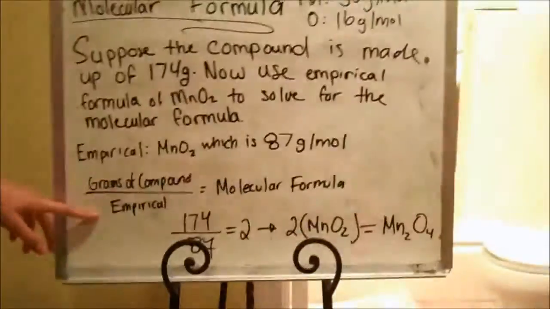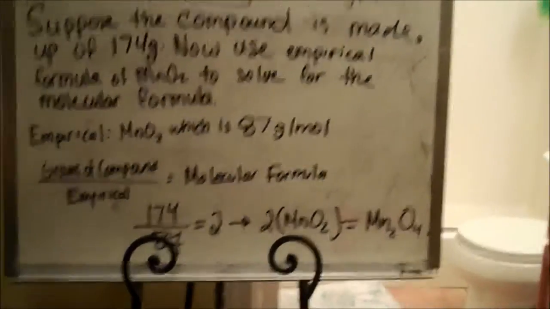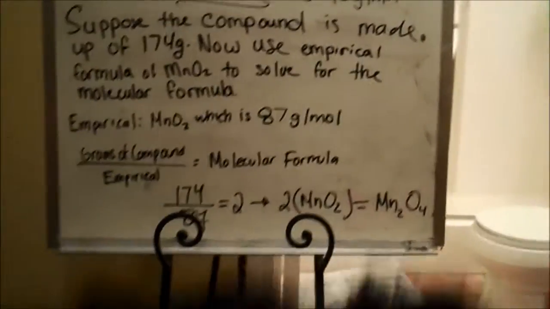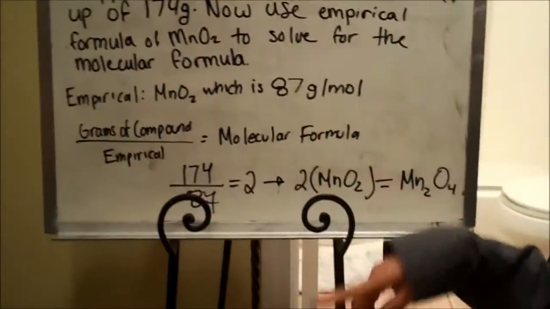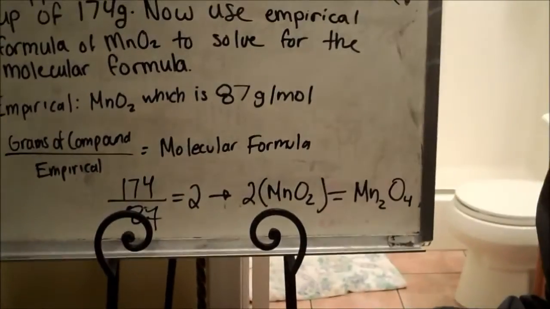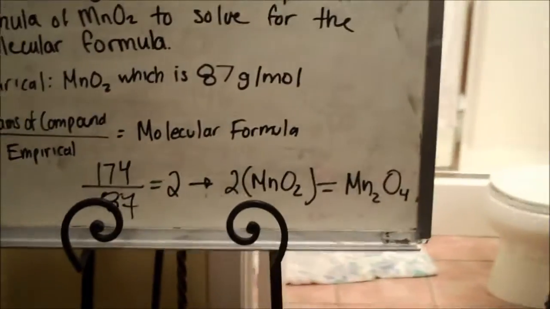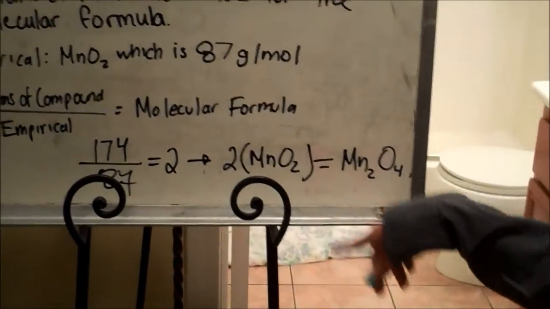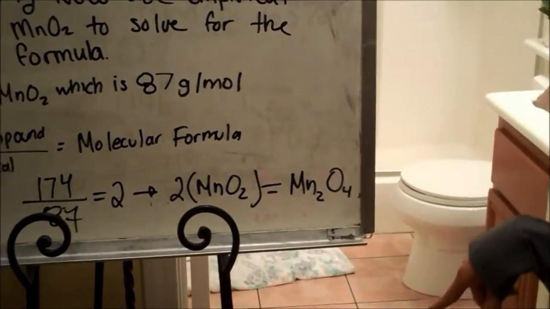Okay, I forgot how to do this part. Really? How do you do this part again? Well, you just plug in the grams of the compound over the empirical grams, and then it's 174 over 87, and that equals 2, and then you just multiply the whole compound by 2, and it's Mn2O4.